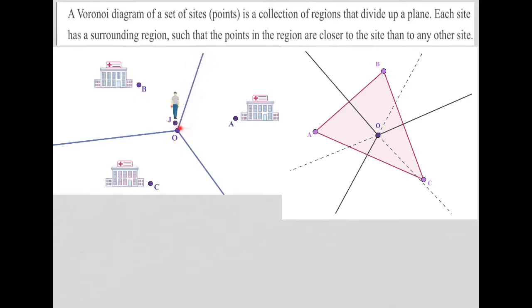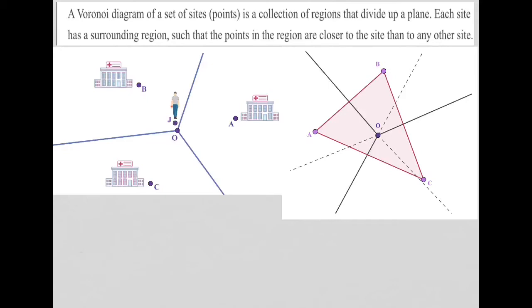This line, that is an edge, is a perpendicular bisector of AB. There is another line here. This is the perpendicular bisector of AC. This line is the perpendicular bisector of BC. We know how to draw perpendicular bisectors. By making perpendicular bisectors, we can decide which hospital is closer to James and should send the ambulance to him.